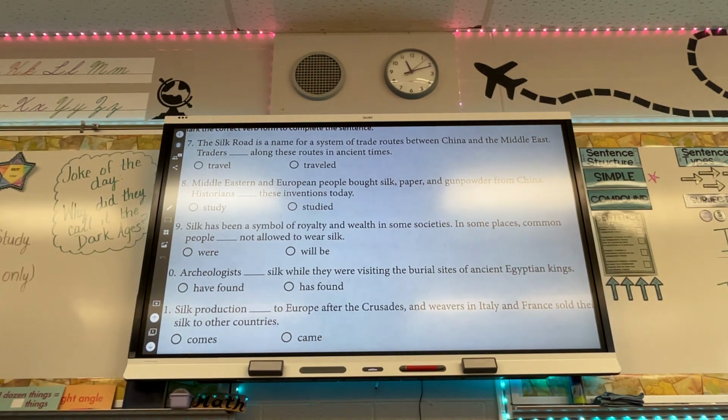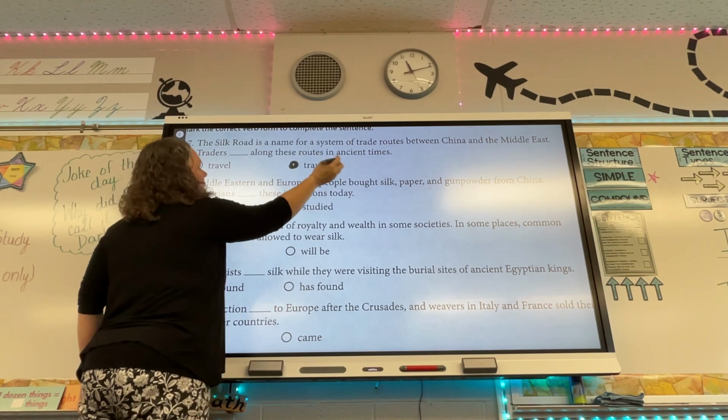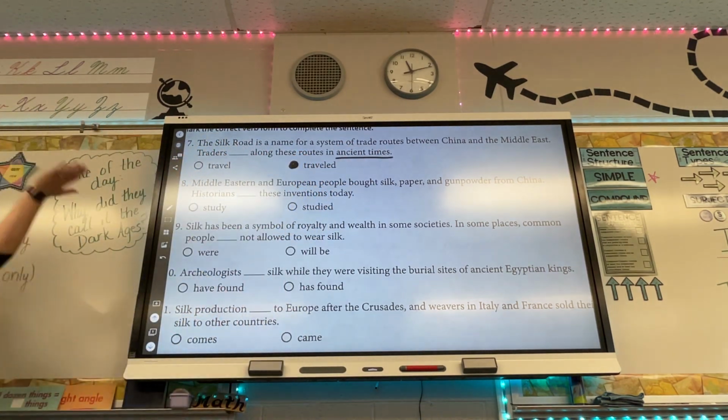Number 7. The Silk Road is a name for a system of trade routes between China and the Middle East. Traders blank along these routes in ancient times. Temperance. Yes, they traveled. One of our key things is it says in ancient times. That tells us it happened in the past.